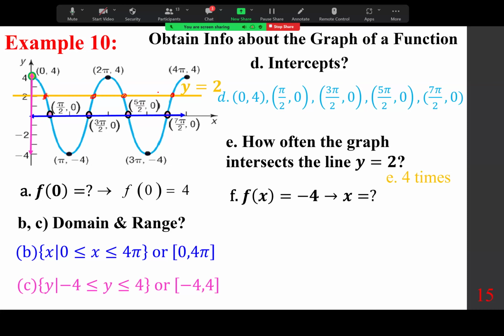f of x equals -4. So the y coordinate is -4, everybody. This point has coordinates pi, -4. This point has coordinates 3 pi, -4. So there are 2 places. x is either pi or 3 pi.